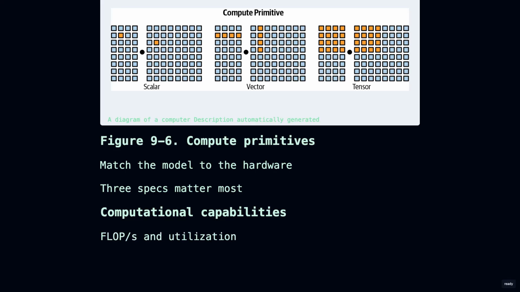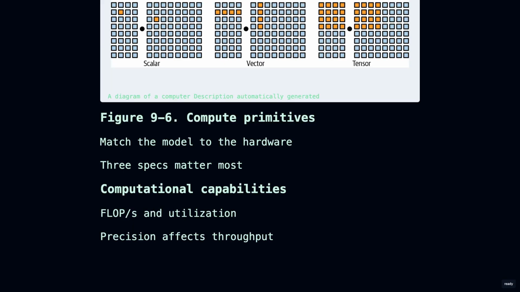Compute is often measured in flops/s, meaning floating point operations per second. The peak number is theoretical, so in practice you also care about utilization, how much of that peak you actually reach. Higher precision usually means fewer operations per second, because each number costs more to process. So the same chip can look very different depending on whether you run FP32, FP16, or FP8.